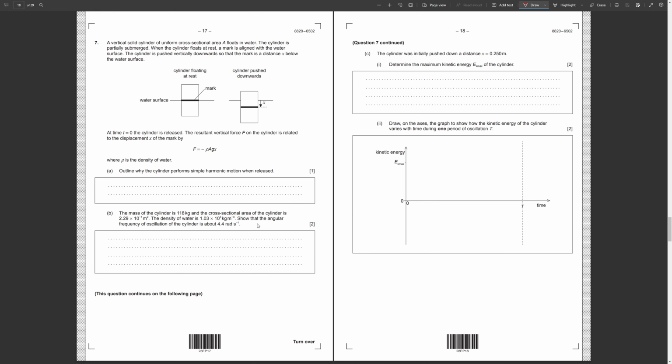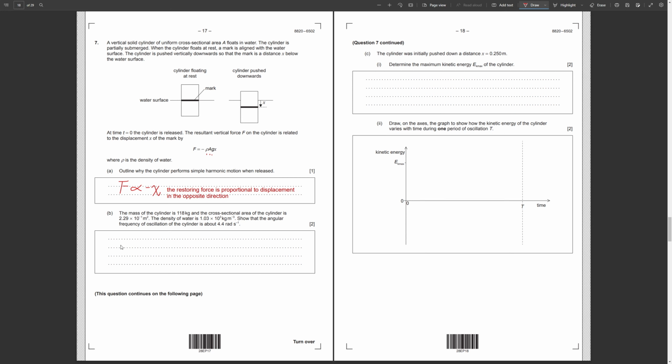Question 7. There is a cylinder floating on the water surface. According to the equation, rho, the density, A, the cross-sectional area, and g, the gravitational field strength, are all constants, which means we can write down the resultant vertical force is proportional to the negative displacement. And if you write it in a full sentence, it's even better. It is the restoring force is proportional to the displacement in the opposite direction.